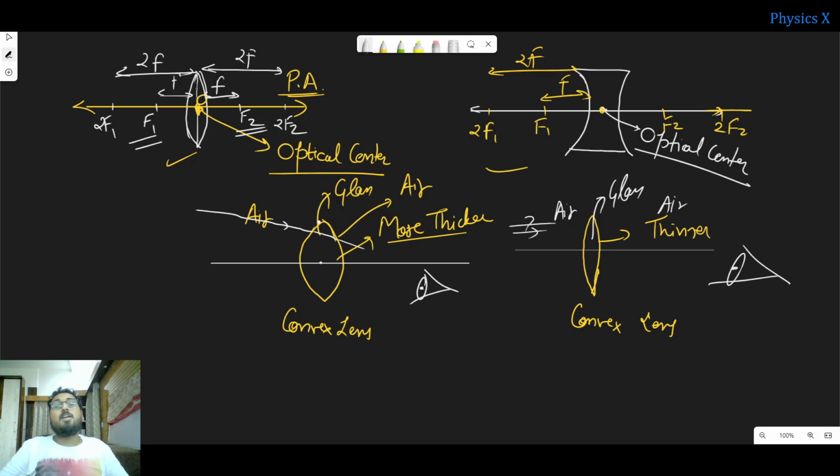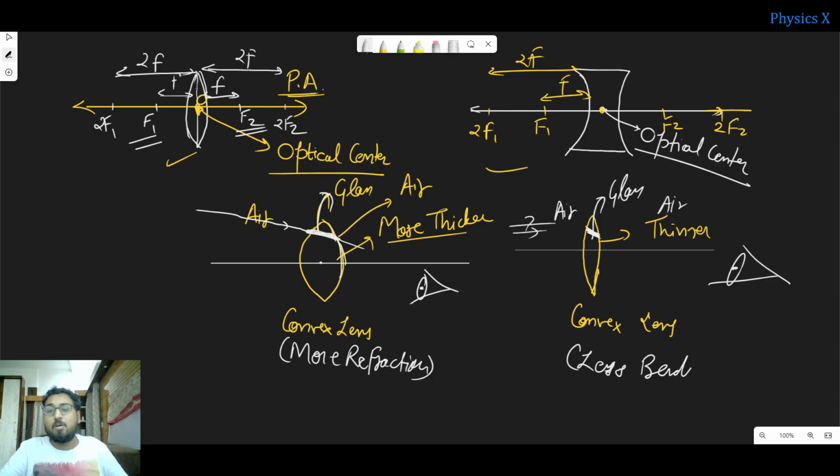So what you can say here is that if the lens is thicker, the light will stay in medium 2, that is the denser material, for a longer time. So in this case there will be more refraction. In this other case, the ray of light is traveling less in the denser glass medium. What will happen? It will bend less than the first case. So there will be less bending or less refraction.